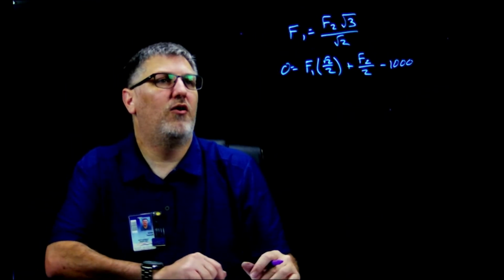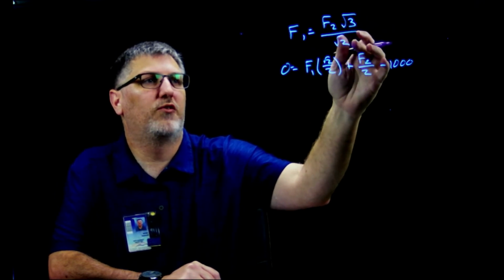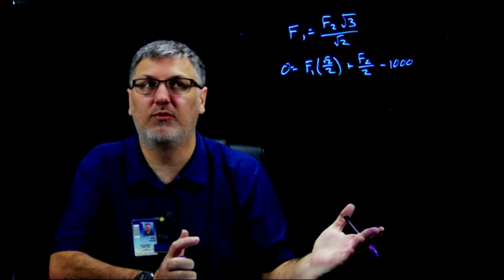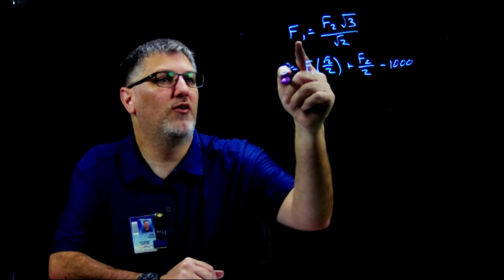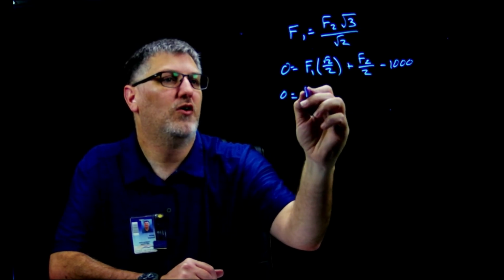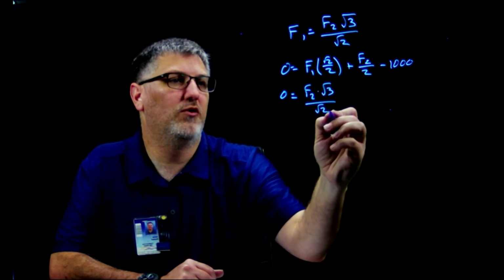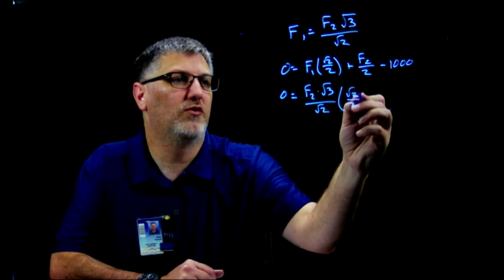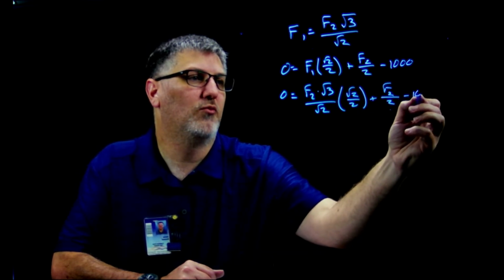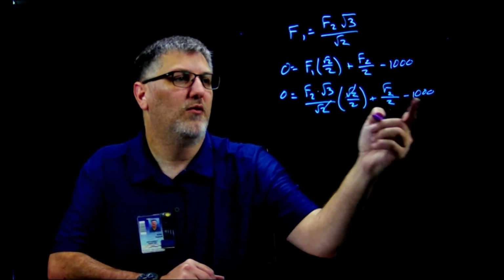Alright, so now I know my F sub 1 is going to equal F sub 2 times the square root of 3 divided by the square root of 2. And I also have my second equation here, so I'm going to just substitute in and solve. So if I know F sub 1 here, I can just substitute in for this whole thing. And I'm going to get 0 equals F sub 2 times the square root of 3 over the square root of 2 times the square root of 2 over 2 plus my F sub 2 over 2 minus 1,000. All right, let's kind of clean this up. This cancels, bring the 1,000 over.